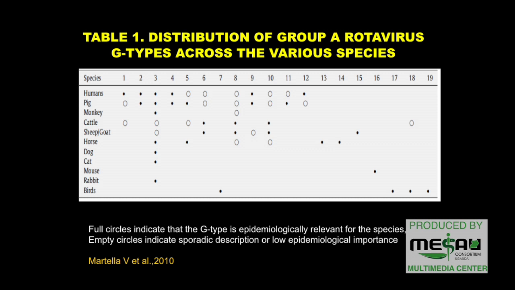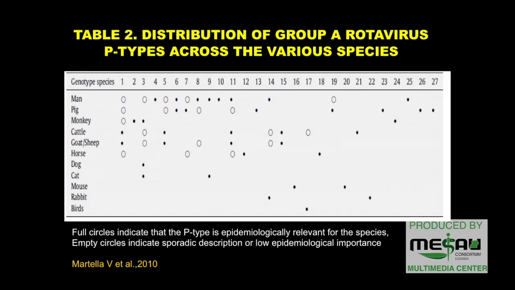And yet you find that some of these which are not seen in humans are present, for example, in other species. Likewise, for P-type, we find that there are some P-types which are present. The ones shown are the most common. And you find that, for example, this G3 is common, it is rarely found in humans, but in pigs it is not found at all.